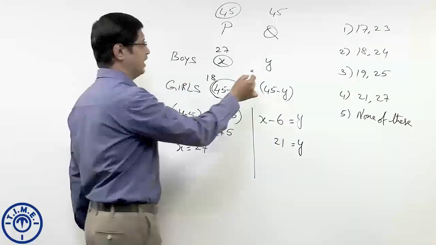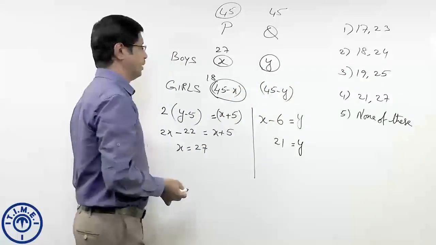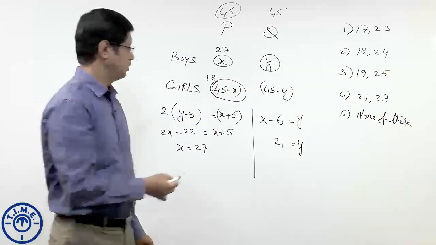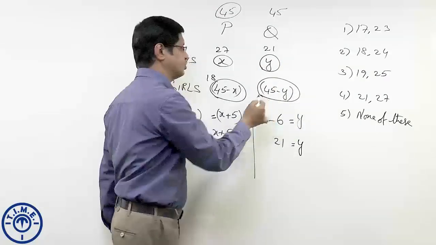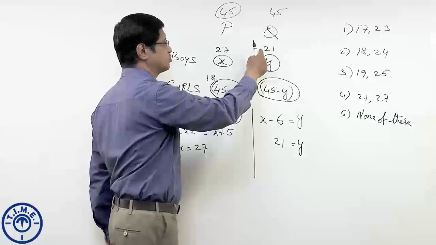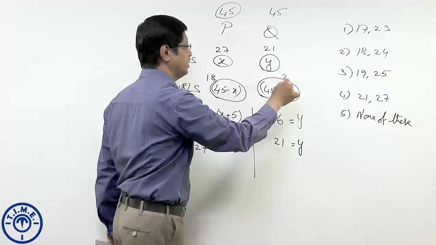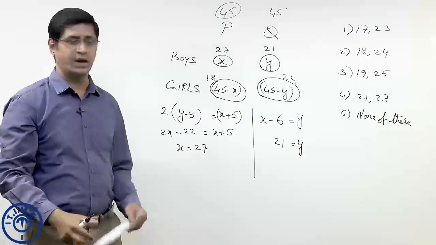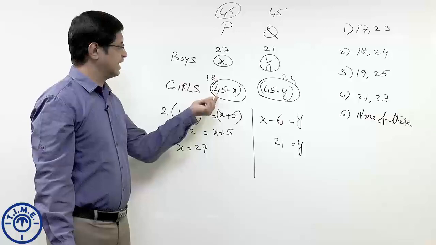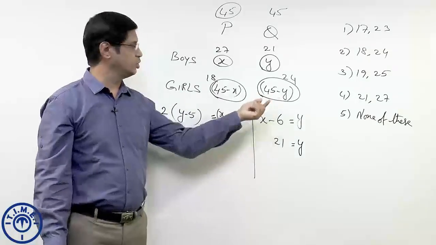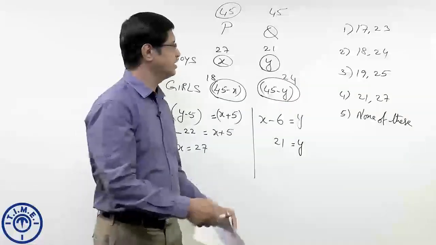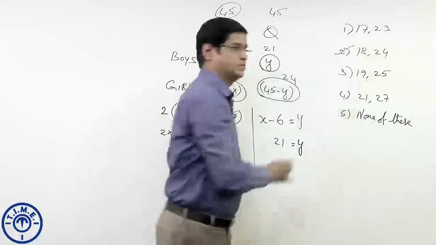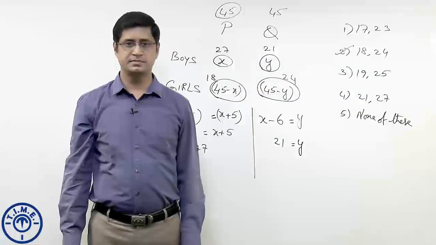The value y represents the number of boys in class Q. It is 21. What about the number of girls in class Q? So 45 minus 21 results in 24. So what do we need to find? The number of girls in class P as well as class Q. So what is the option here? 18 and 24, which is present in choice 2. So this is the right choice.